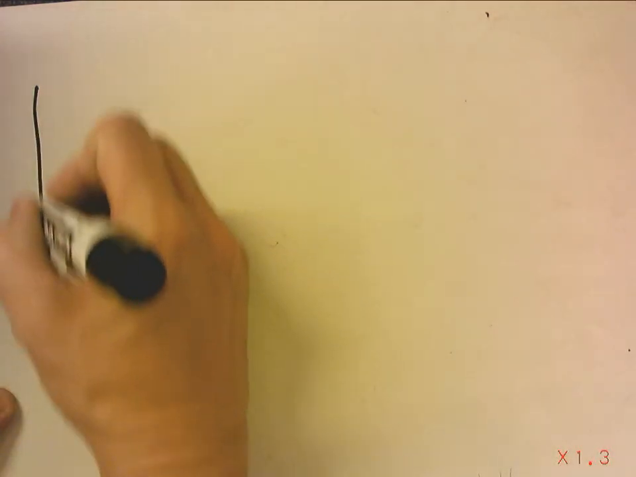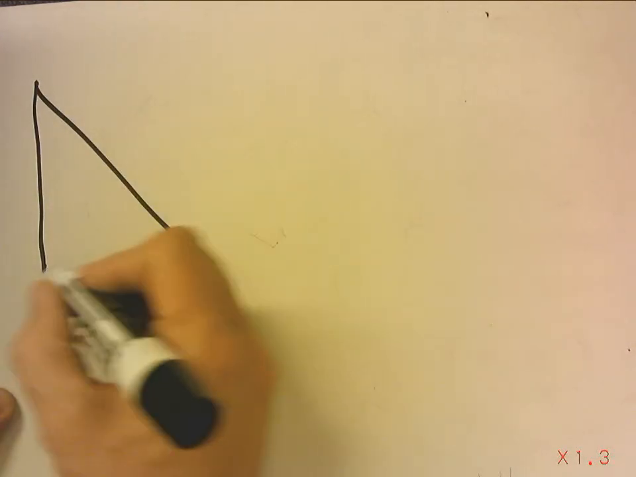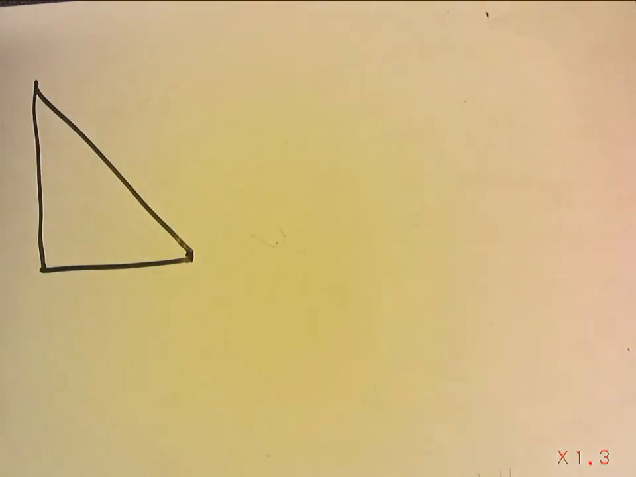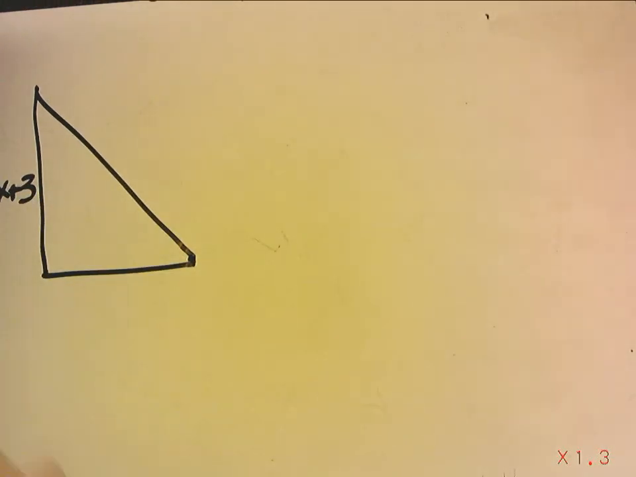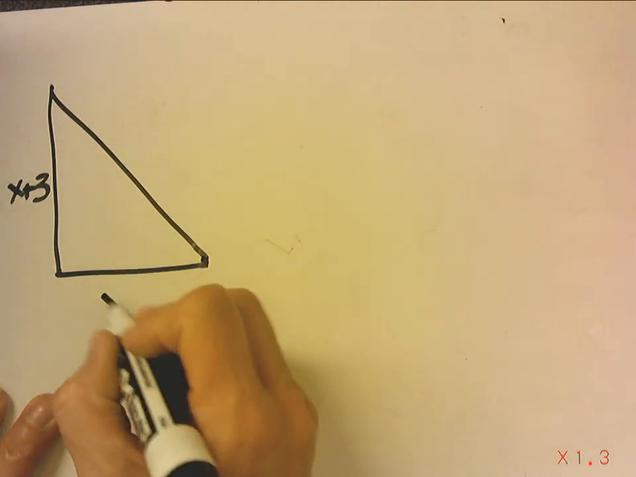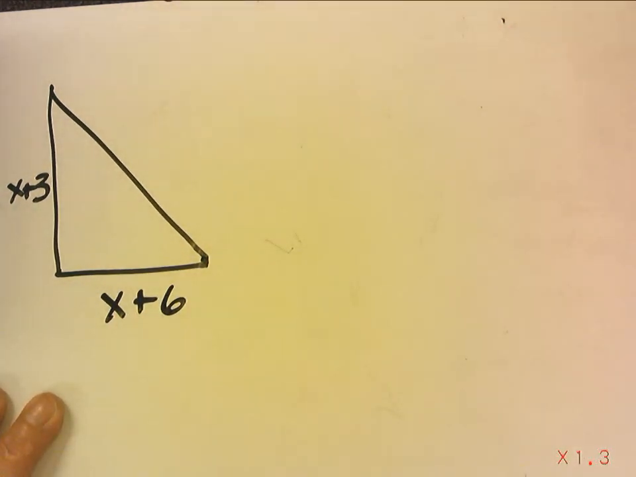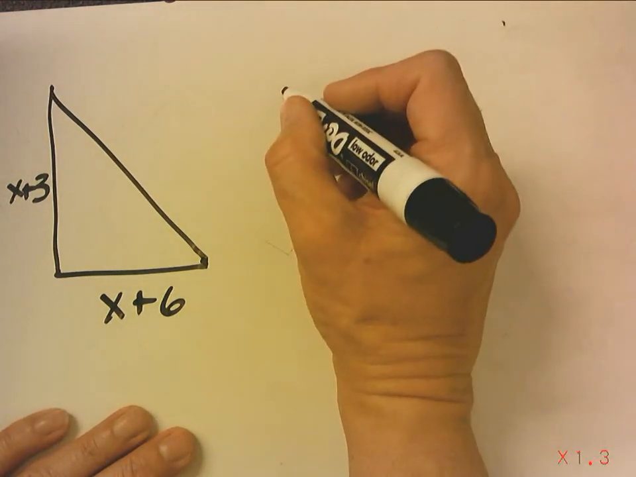The next one says, the triangle below has an area of 117 square feet. What is the actual length and width of the triangle? You must write an equation and solve. Okay, so the triangle is x plus 3 is the height, and x plus 6 is the base, and it tells me the area is 119.